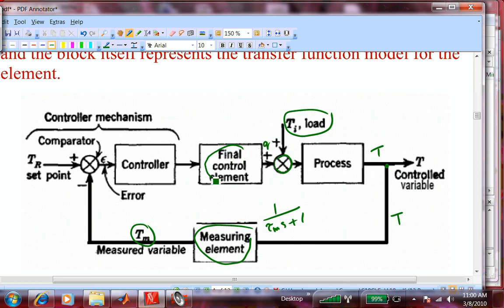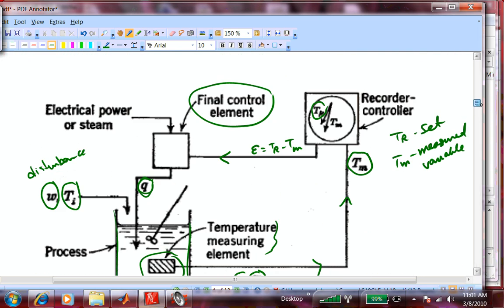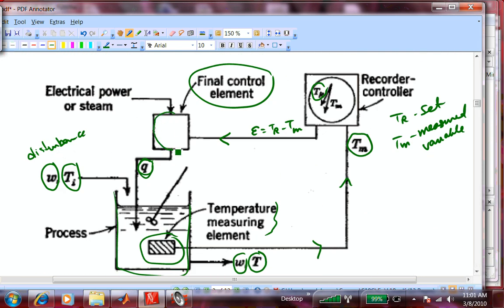What about the final control element? What would that be? That's the heater itself, right? And what is its input and what is its output? Well, we know its output is Q. The heater puts out heat. The input would be a control action. The error goes to the controller. So in the previous diagram, you are right in that observation, this included both the control element and the controller itself, because it was getting the signal epsilon and it was putting out Q.